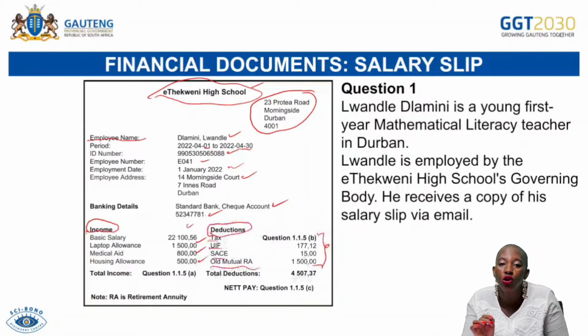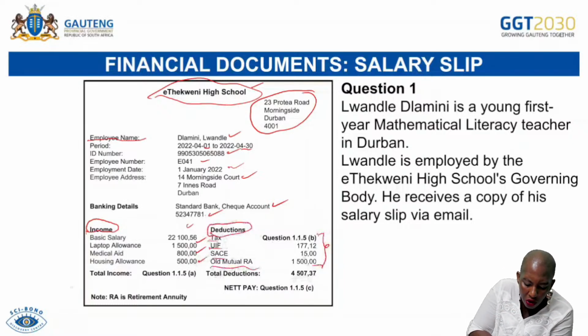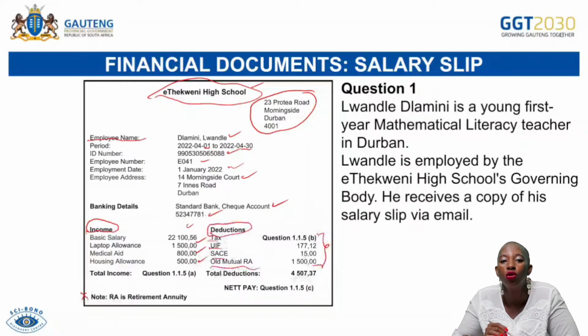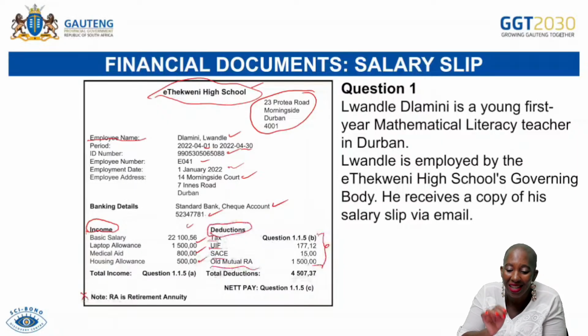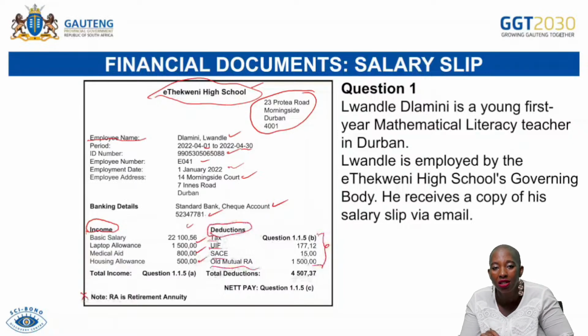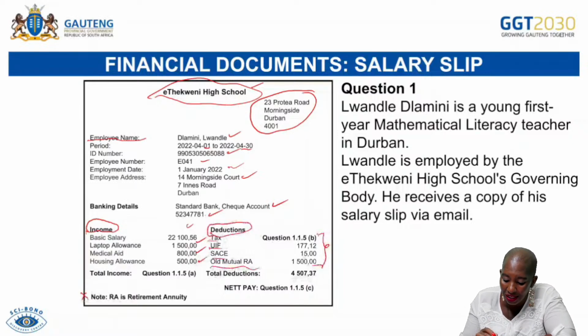And boys and girls, as you are interpreting the financial document, you can see here it says RA. Note RA. What does RA stand for? It stands for retirement annuity. So you need to have a look at this before you can even attempt to answer the questions. Go through your financial documents, look at the information that is provided, because the answers are from there. The questions will be based on this document and the answers are there. It's not like you have to go out and search for the answers. Already the answers are there.